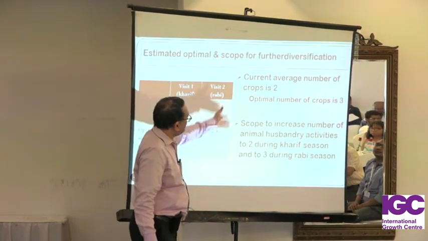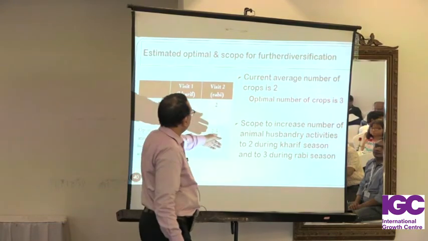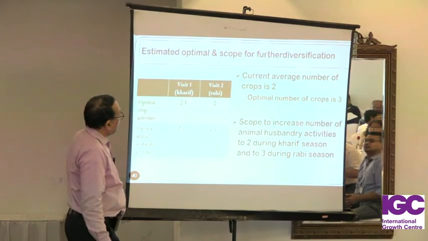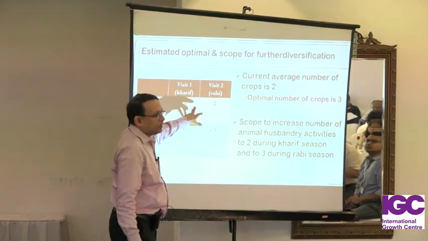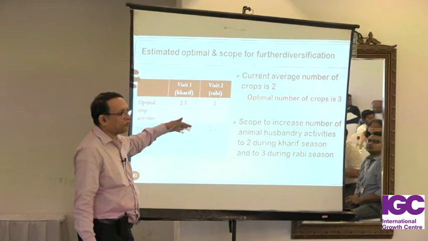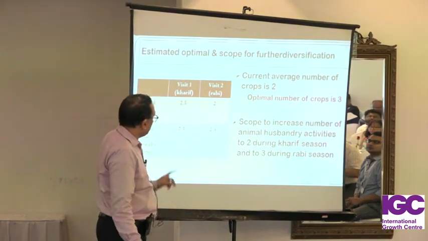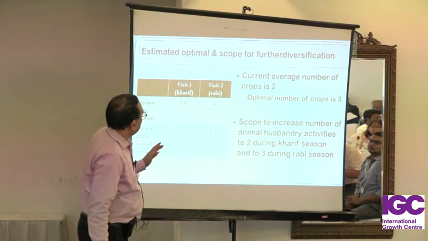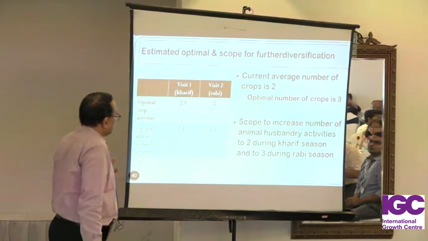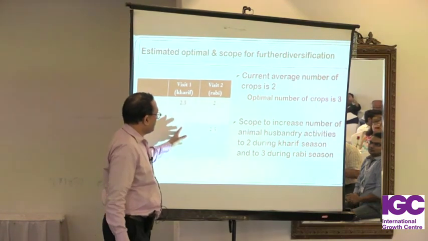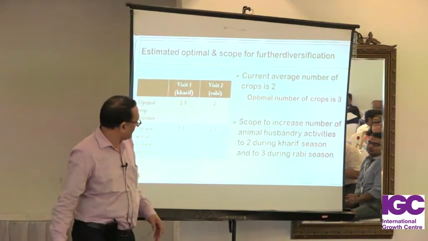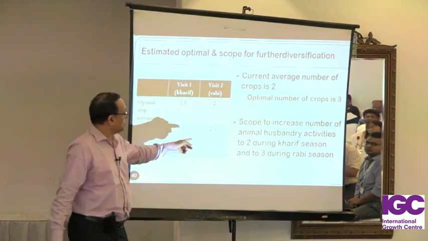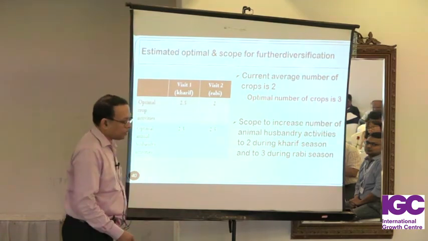Now, as opposed to this, what is the actual situation? The current average number of crops is 2, whereas the optimal number, we rounded it off, so we called it 3. But there is some scope for improving the number of crops, but not a whole lot. But when it comes to animal husbandry, there is some scope here to increase the number of animal husbandry activities, especially in the Kharif season, and to 3 in the Rabi season, we can improve it. It's closer to 2, and this is actually closer to 3 that one can do.